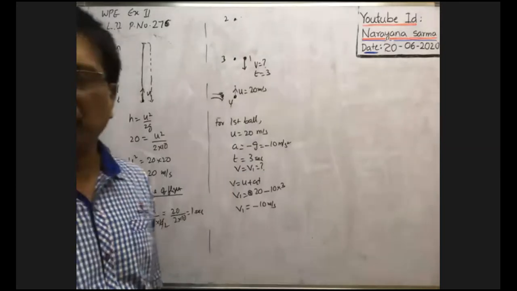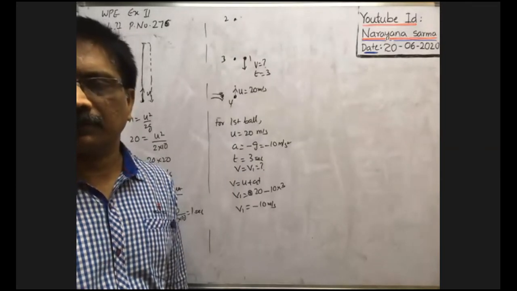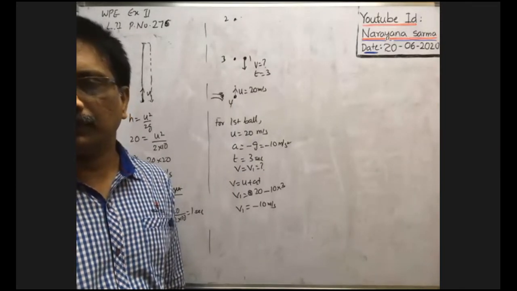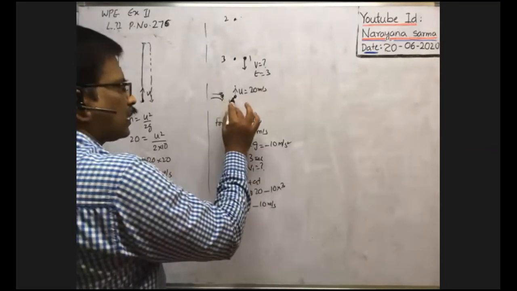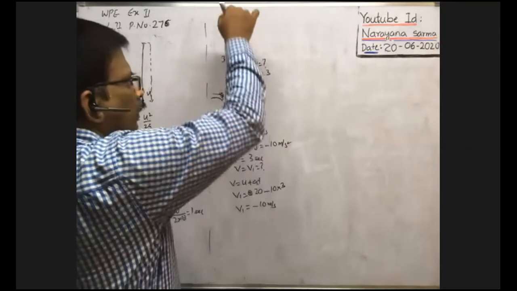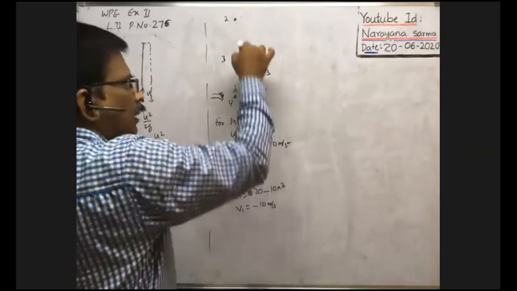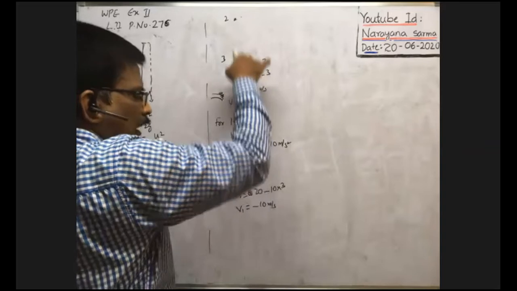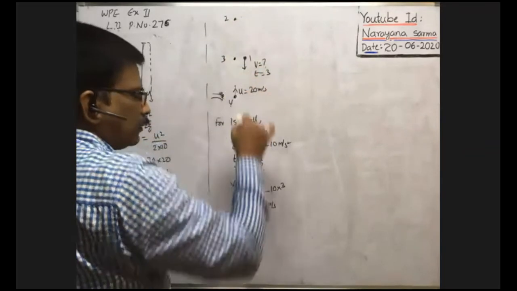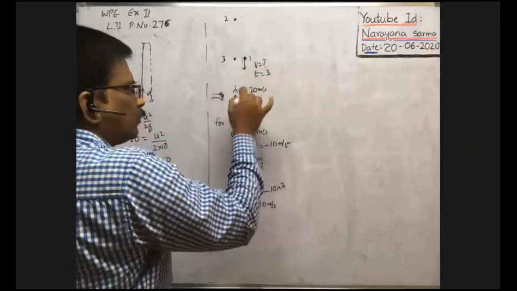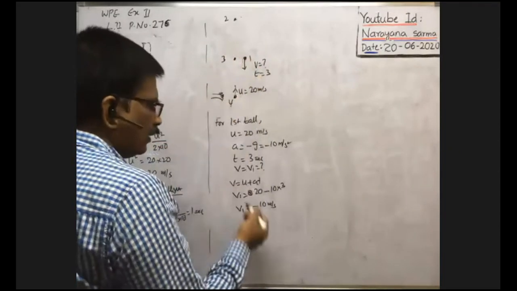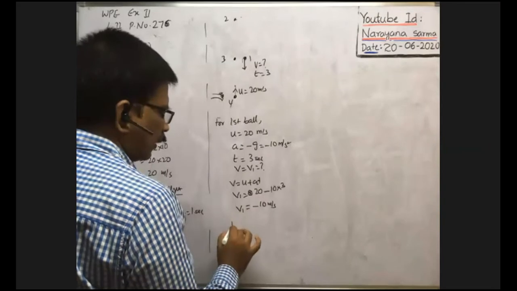Initially, the body is projected vertically upwards. After 3 seconds, the body is coming down like this. That's why the minus sign represents that the first body travels in the opposite direction compared with the initial direction of projection. Therefore, what is the kinetic energy of the first ball after 3 seconds?